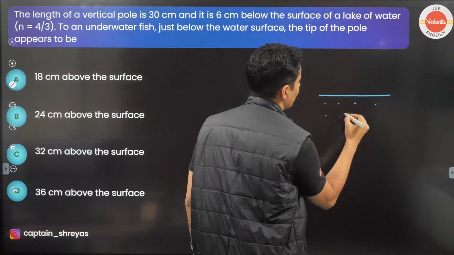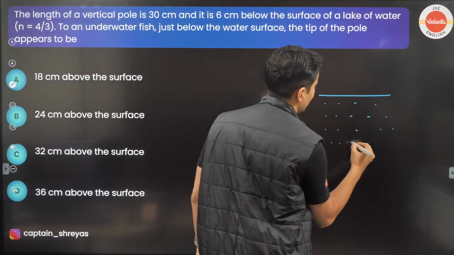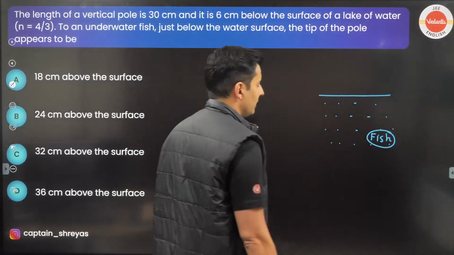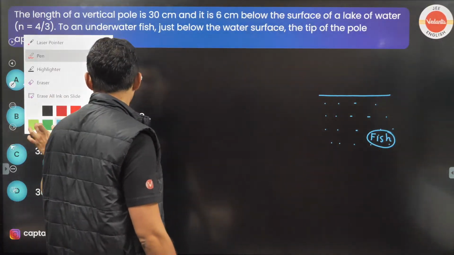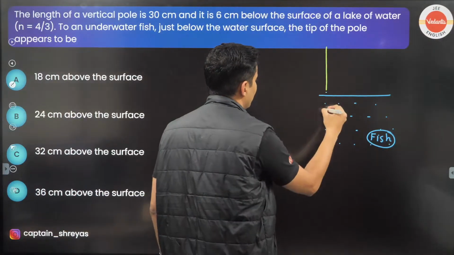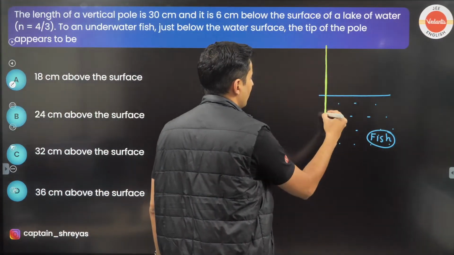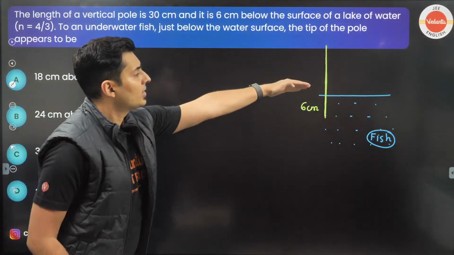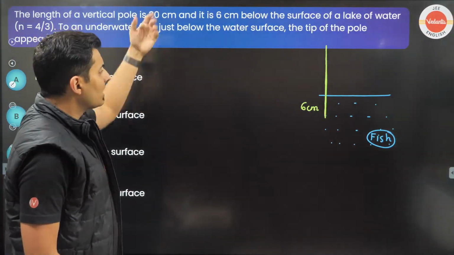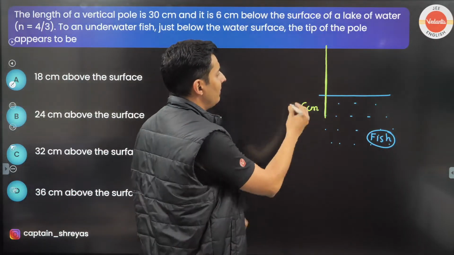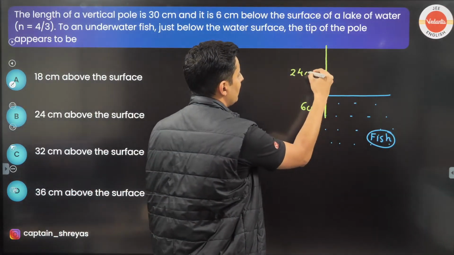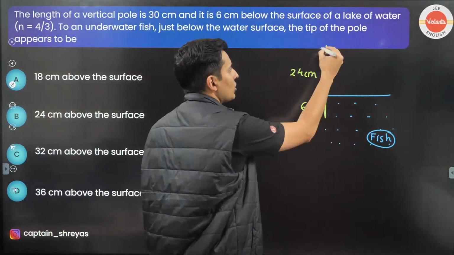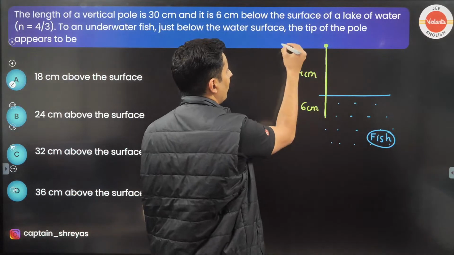So this is basically the water. So the fish is somewhere over here. The pole which is there, it's long enough like this, okay, 6 centimeters is below the surface of that lake, and the remaining part will be above. So out of 30, if 6 is below, obviously this is 24 centimeters. The question is, where is the tip of that pole? So you can see this is that particular tip of that pole.